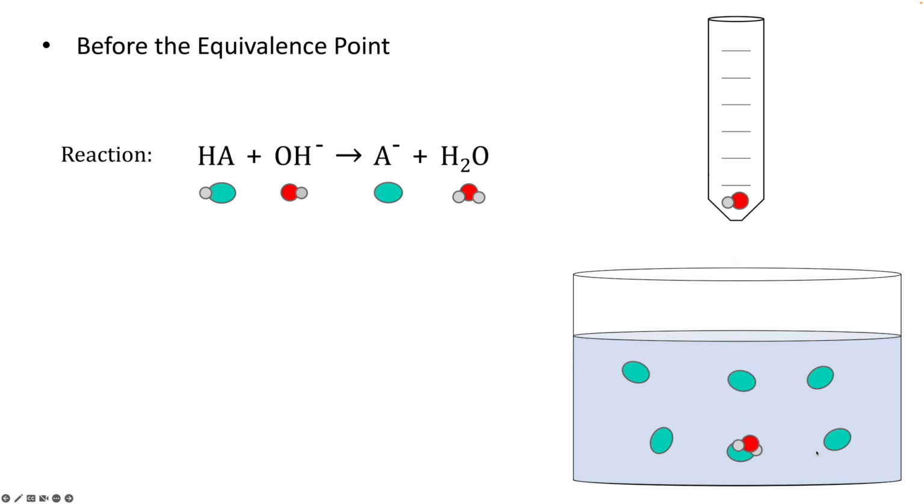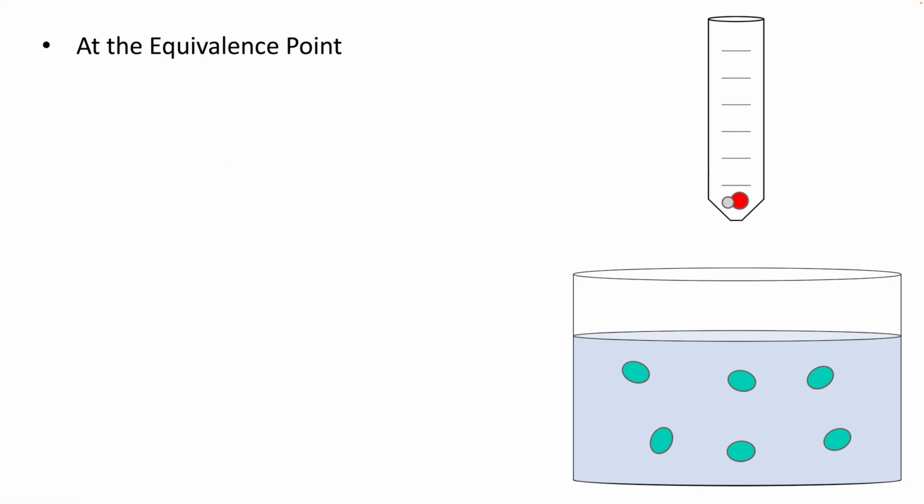And then at some point we've added enough OH- to completely react with the HA, and we are now no longer before the equivalence point, we're now at the equivalence point. And the reaction we were using is no longer relevant because the HA has all been used up. So we now are going to take a look at what's in our solution at the equivalence point, which again is where the number of moles of added OH- is equal to the number of moles of HA we started with, and therefore is the amount needed to neutralize it.